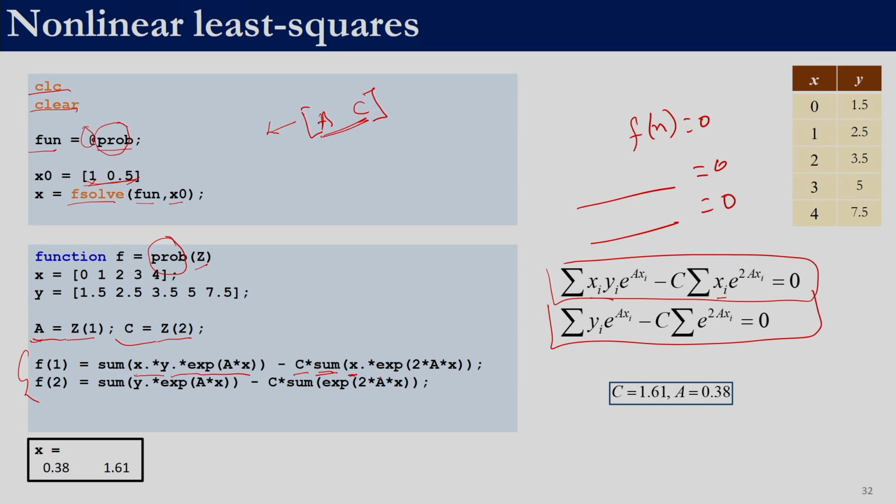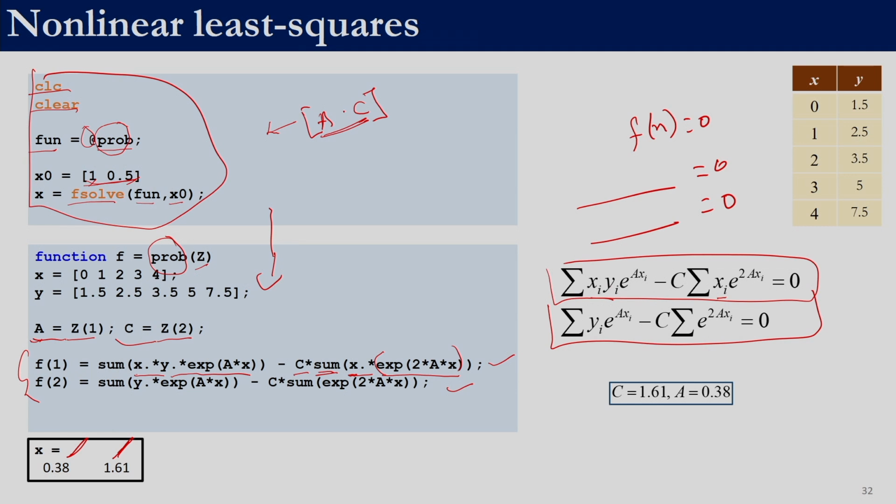This x_i is this vector x, and then we have this e power 2 a x_i, so exponential of 2 into a into x, and since this is going to be a vector, again we use this dot operator. Similarly, we have written this second function. This is the first function, this is the second function. Now, if we run this code, it will repeatedly access this function file multiple times, and at the end of it, it will give us these two values, 0.38 and 1.61.